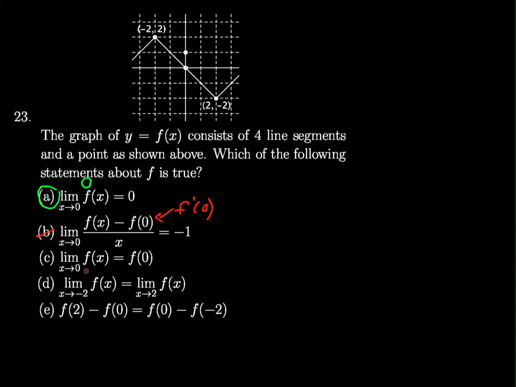We already figured out that this limit of f of x as x goes to 0 is 0. We get to 0 from both sides, but f of 0 itself is up here at 1. 0 doesn't equal 1.